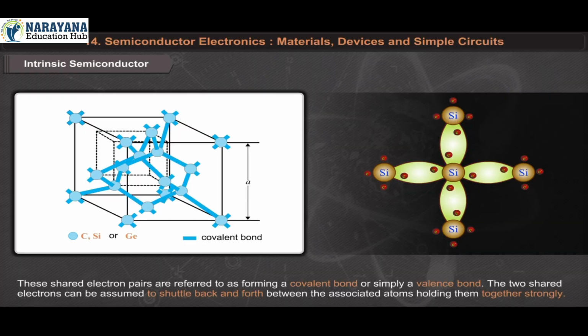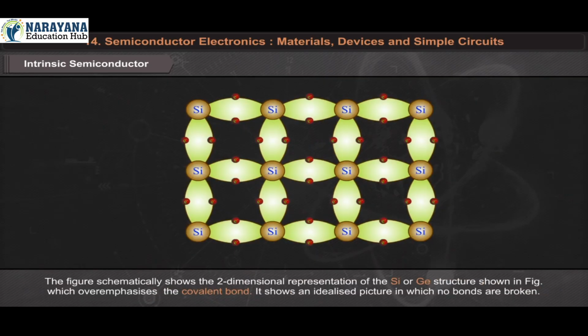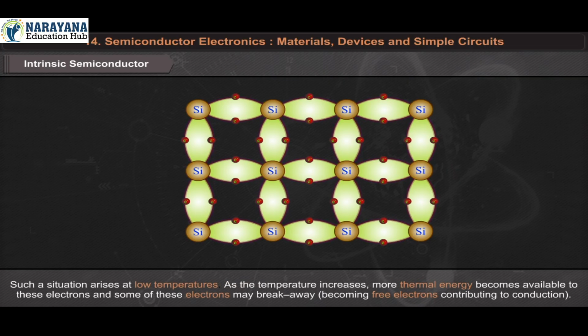The 2 shared electrons can be assumed to shuttle back and forth between the associated atoms, holding them together strongly. The figure symmetrically shows the 2-dimensional representation of the silicon or germanium structure, which overemphasizes the covalent bond. It shows an idealized picture in which no bonds are broken. Such a situation arises at low temperatures. As the temperature increases, more thermal energy becomes available to these electrons, and some of these electrons may break away, becoming free electrons contributing to conduction.